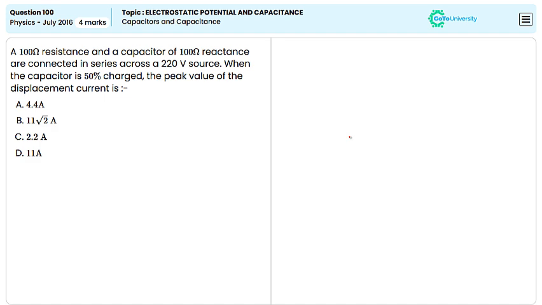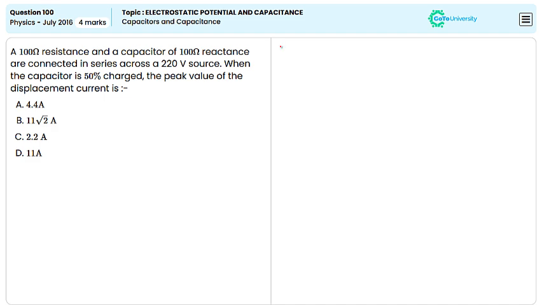A 100 ohm resistance and a capacitor of 100 ohm reactance are connected in series across a 220 volt source. When the capacitor is 50% charged, what will be the peak value of the displacement current? To solve this problem, we need to analyze the situation of the displacement current in an LC circuit.